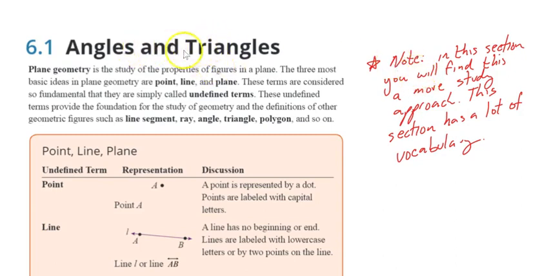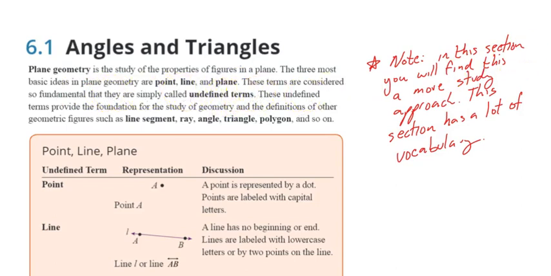So angles and triangles, okay? Plane geometry is the study of properties of figures in a plane, okay? Coordinate plane. You'll be able to see that as you progress through your mathematical studies. The three most basic ideas in plane geometry are the point, line, and the plane. These terms are considered so fundamental that they're simply called undefined terms.